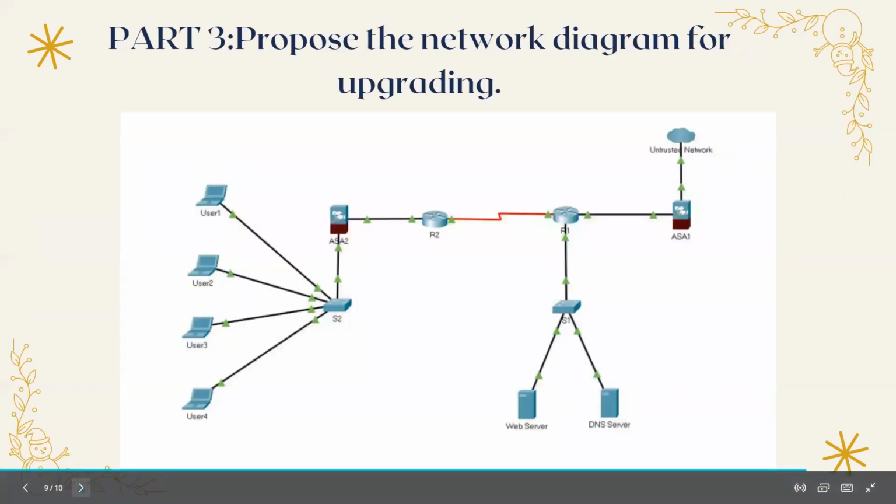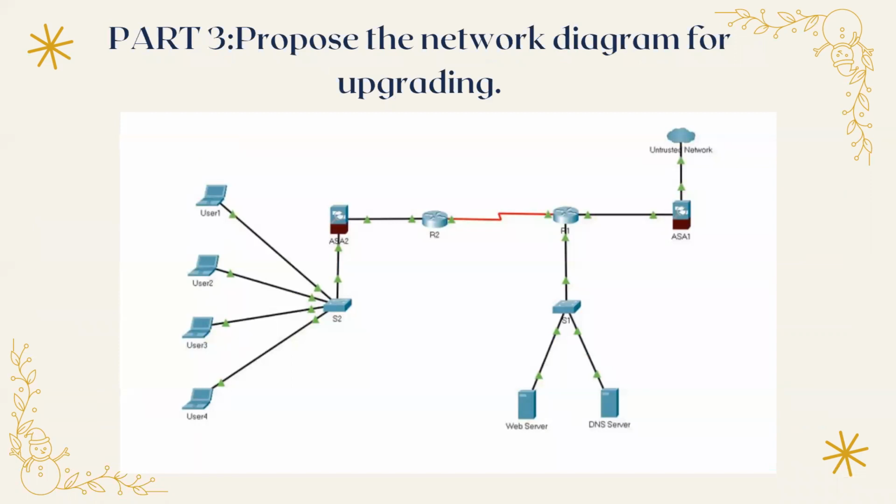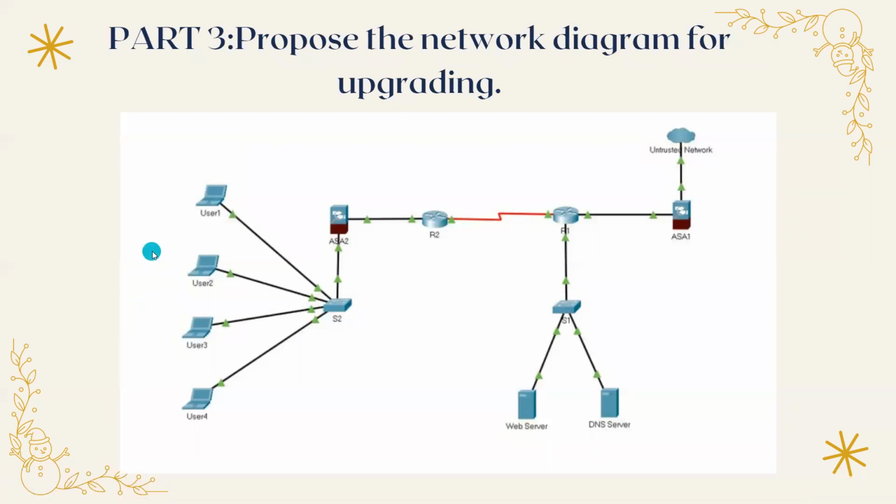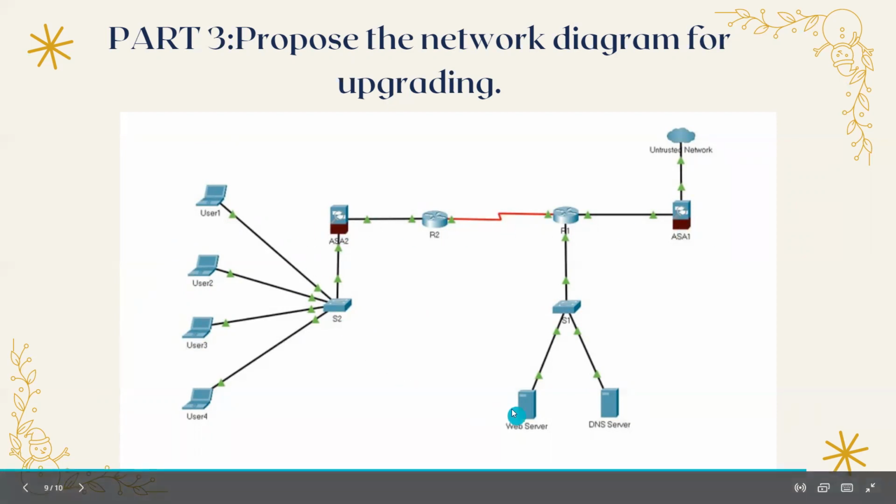So next we go to part 3. We propose a network diagram for the upgrade. We have 4 PCs, or 4 laptops, so that means we have 4 users: 1, 2, 3, 4. And then we have 2 switches, switch 1 and switch 2, and 2 routers, router 1 and router 2. And then firewall 1 and firewall 2, and we have one web server and DNS server, and then the untrusted network.